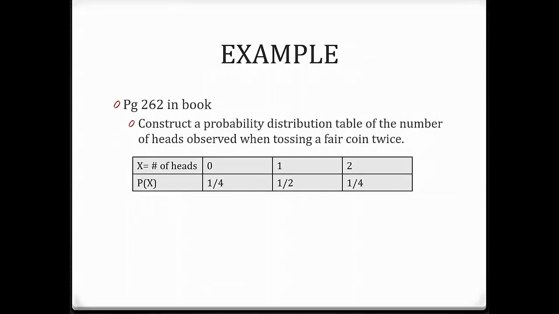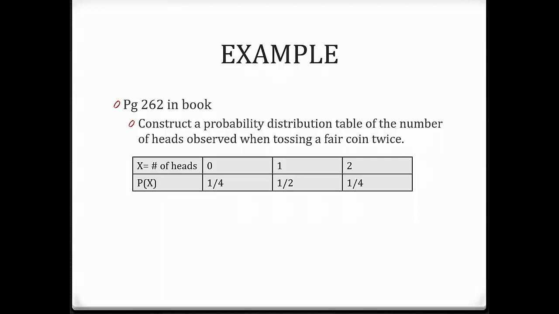So let's look at an example. So when I say page 262 in the book, I mean in the second edition. This is the first time I've used the third edition of Discovering Statistics. So when I refer to things in the book, you may not actually see it in your textbook, or be in the same place as your textbook.